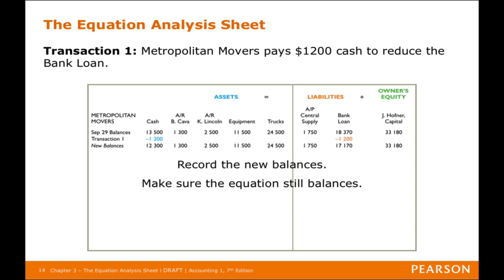Once we've done that, we need to record the new balances. Every time you record new balances on the equation analysis sheet, you should check to see that the equation still balances. In other words, do all of the assets equal the liabilities and the owner's equity? If you did the math here, you would see that yes, they do equal. At any point in time, the fundamental accounting equation, which is assets equals liabilities and owner's equity, must balance.